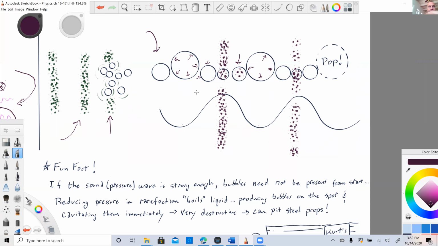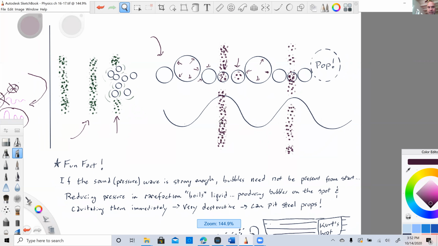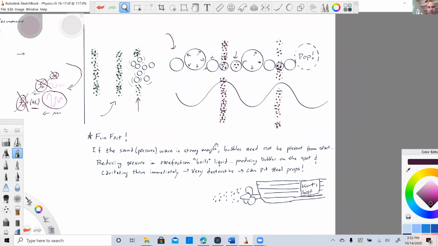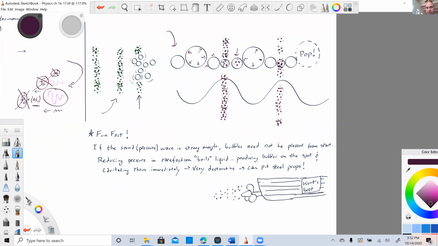Very destructive, and it could actually, over time, destroy props, as in the prop on my little boat here, which, there we go, there's my boat. And the prop creates bubbles. Well, you've all seen that. When boats go through the water, they create an enormous amount of bubbles. Guys, those bubbles aren't being drawn in from the surface and then blown out. That's not how these bubbles are created.